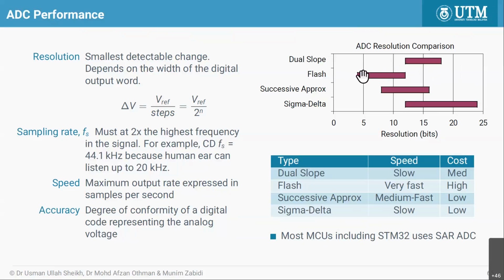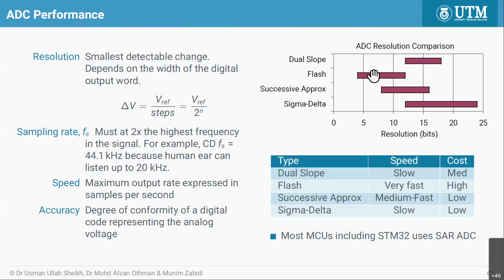The flash is very fast, but it's very costly, very fast and very expensive. It can go only to maybe 12 bits. Higher than that, it's very expensive. But for some applications, people have to use flash, for example, in video. For video, you have to sample many pixels per second. Then flash is the only way to do it.